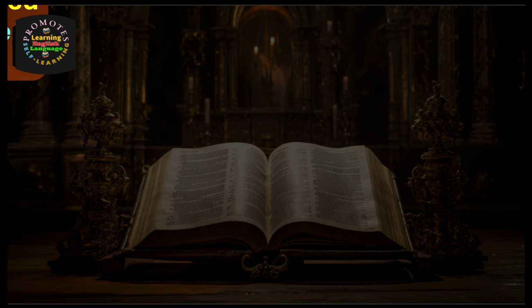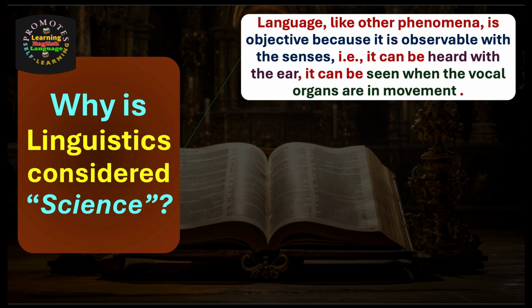We continue with the same idea. The next idea is language, like other phenomena, is objective because it is observable with the senses. It can be heard with the ear. It can be seen when the vocal organs are in movement. So like many other natural phenomena, as you observe in an objective manner, you can verify, you can talk logically about. Likewise, elements of language can also be observed with the senses. Like when I speak something, you hear. And when I speak something, my vocal organs come into contact with each other to produce an utterance. That is the point here.